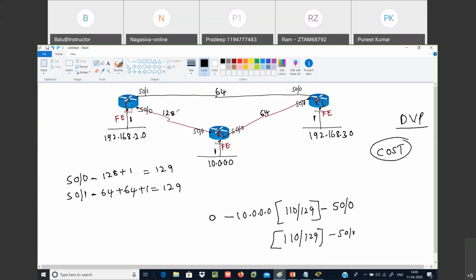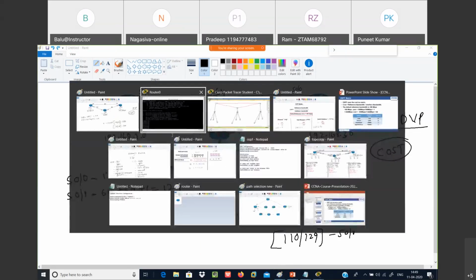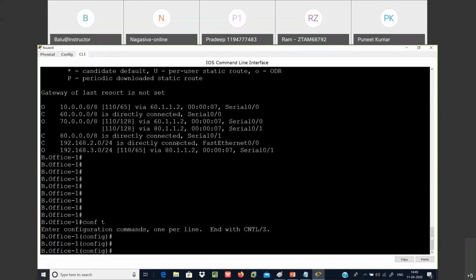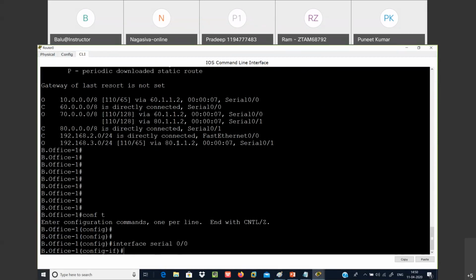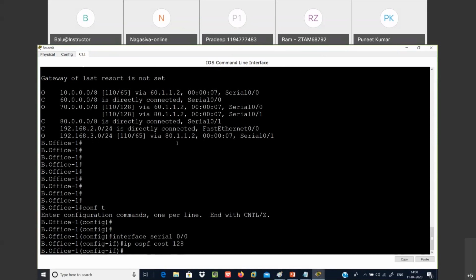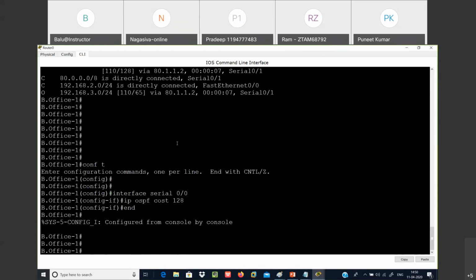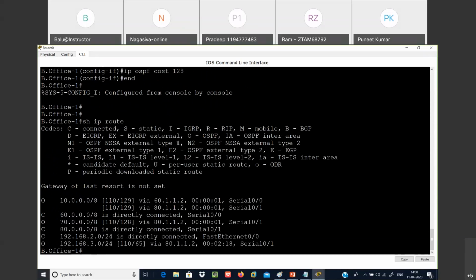So let me change the cost value for an interface. Interface serial 0/0, ip ospf cost 128. I changed it to 128. Okay. Now check your routing entry, routing table, show ip route. See here.